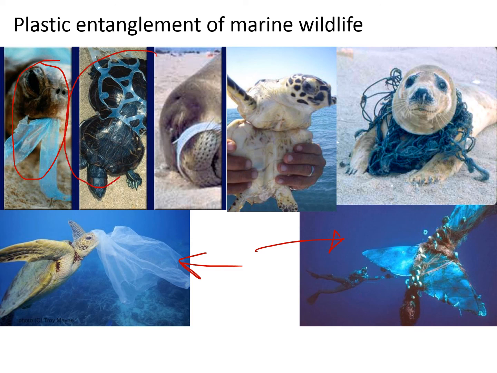This turtle has been wrapped up in a can holder, and so its shell has grown in a deformed way. And this is just another picture of that same thing. If a turtle grows up with plastic wrapped around it, they don't have the greatest hands, as you can see, so they have a hard time getting untangled.